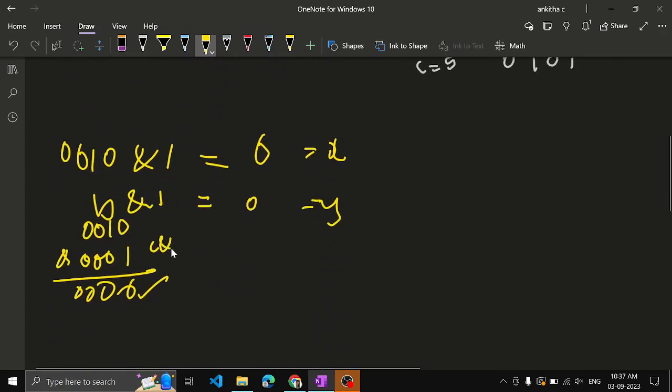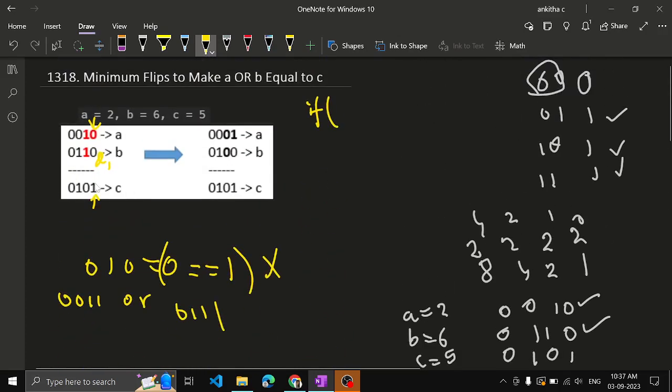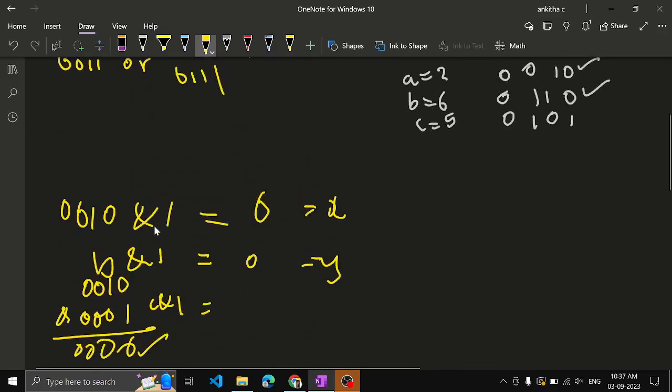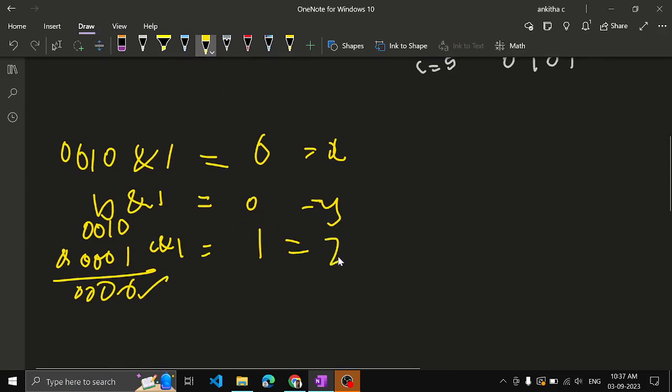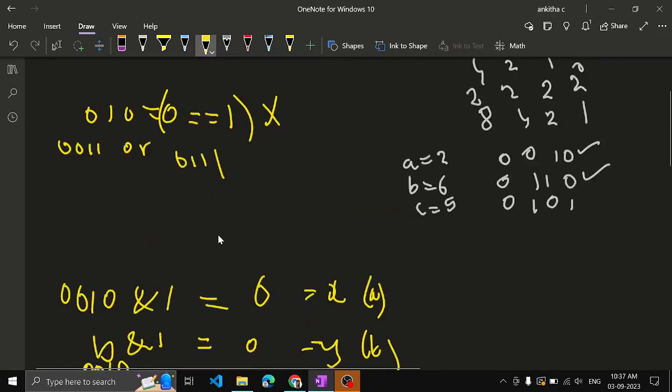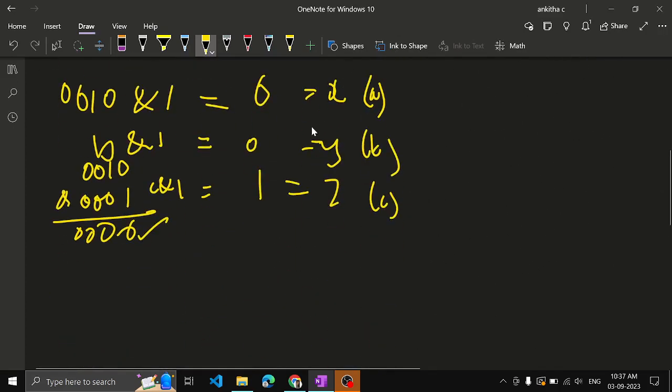Then store the answer of c AND with 1. How much will it get you? c AND with 1 will get you 1. That is the least significant bit. So let this be stored in c. So this is for A, this is for B, and this is for C. Why are we doing this? We are having one more integer to store the least significant bit of all the three values.